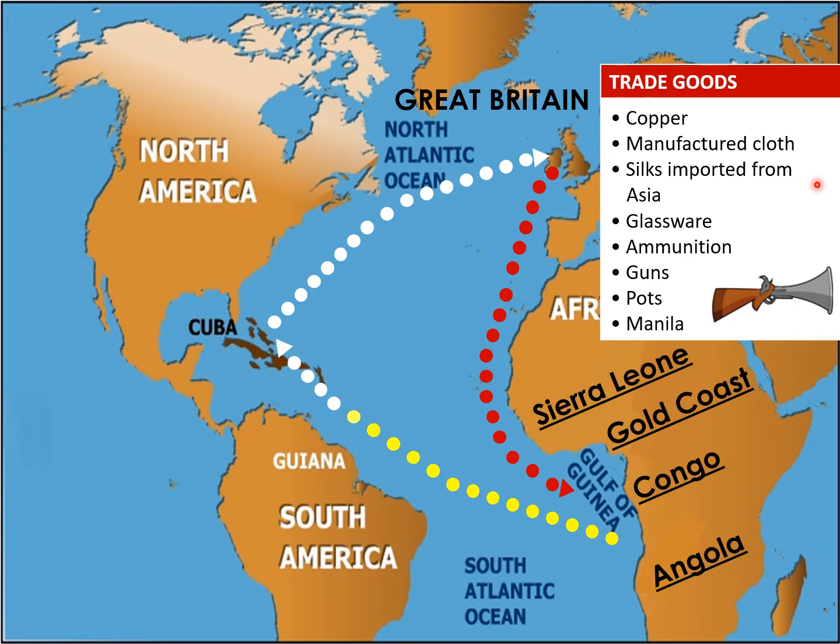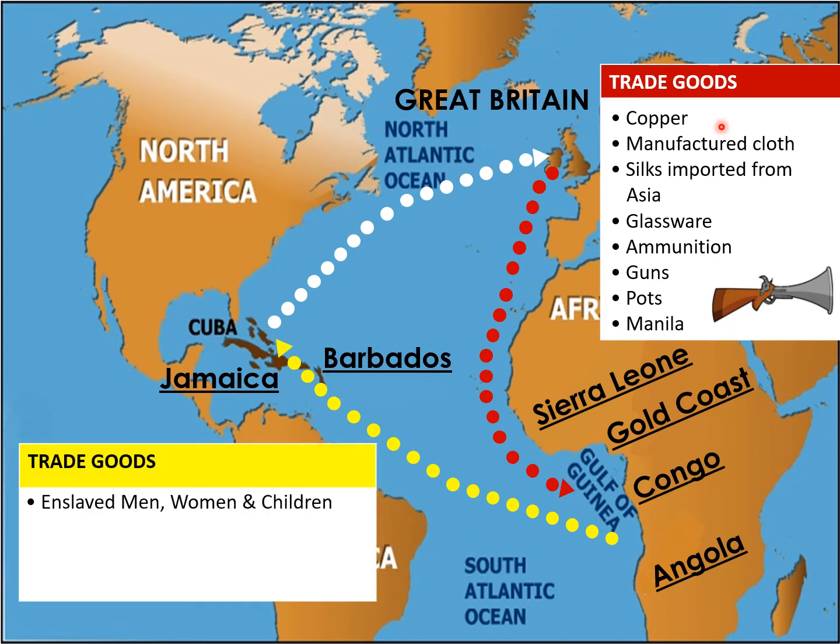After they've picked up slaves and they've gotten rid of all their goods, they then journey along the Middle Passage, which is stage 2 of the triangular trade, and they're heading for places like Barbados and other West Indian islands here, taking along with them slaves and things like gold and ivory. They're heading to places like Barbados or Jamaica, and our trade goods are enslaved men, women and children, gold and ivory.